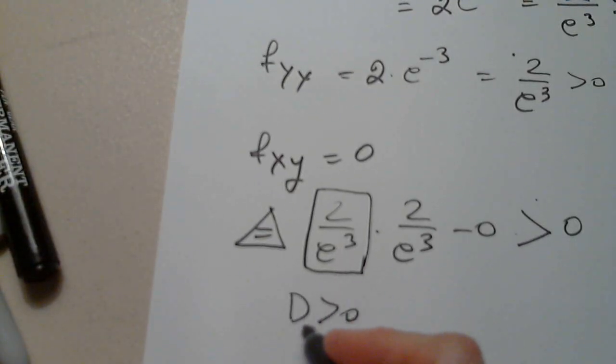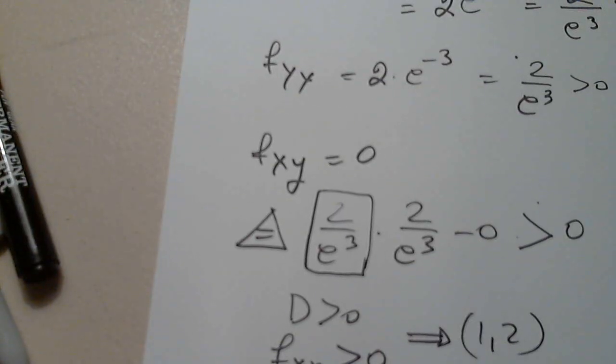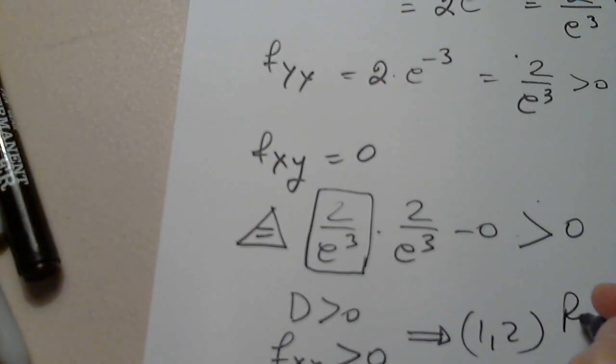Because d is positive and fxx is also positive, what do we conclude about 1, 2? D is positive and fxx is also positive. What do we conclude about 1, 2? Relative max. Yeah. Minimum. Yeah, relative.